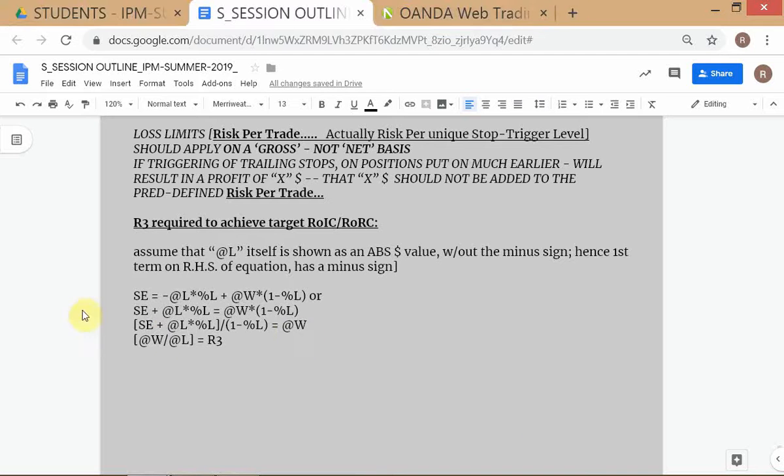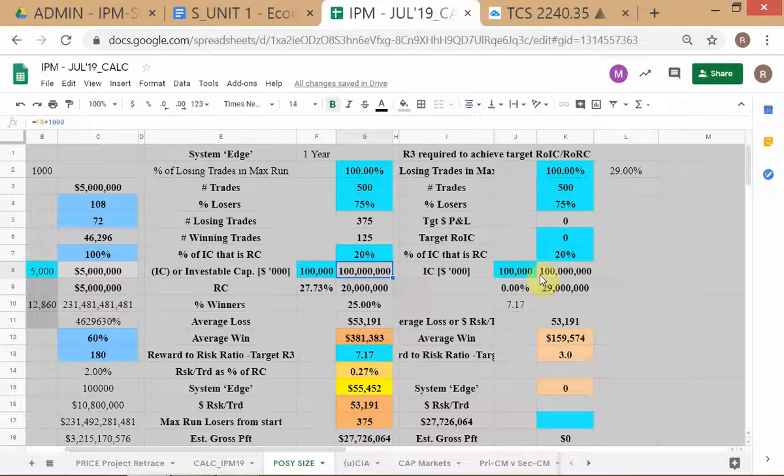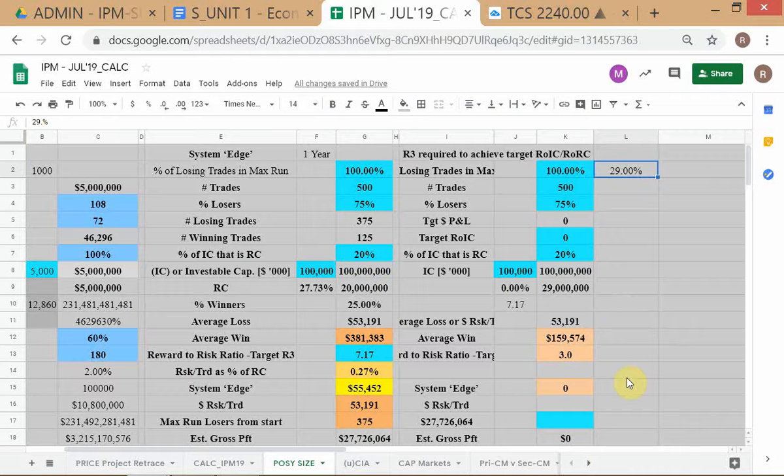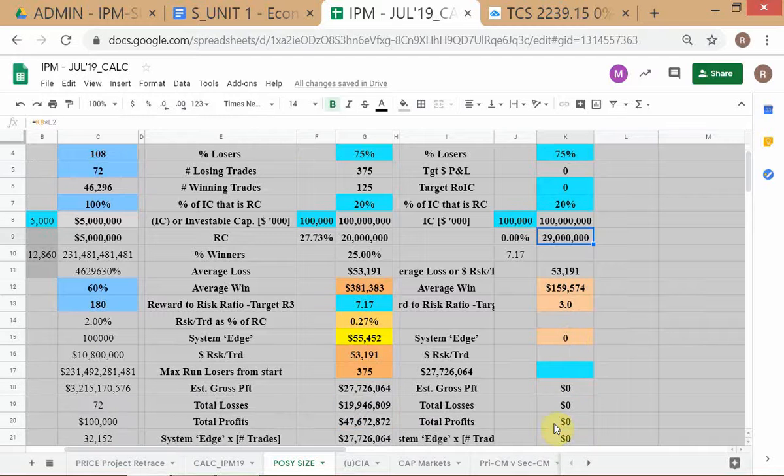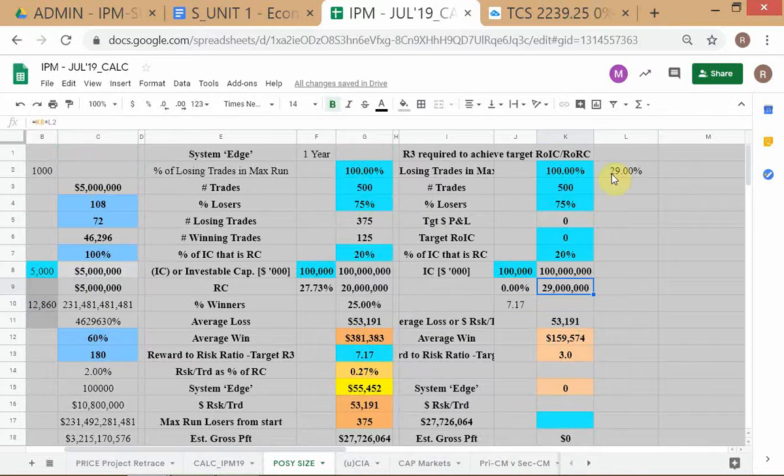What we have to look at is, suppose the investor has asked you to make 29% return on capital, which means return on invested capital. Invested capital is 100 million, so you have to make 29 million profit. That means your system edge, you already are going to make 500 trades. Now what is the total profit?